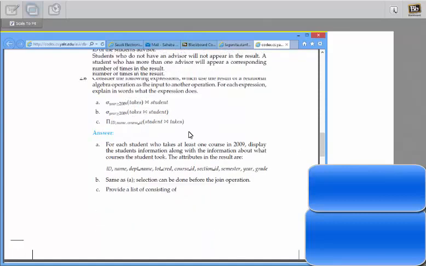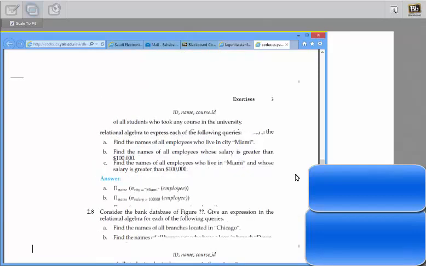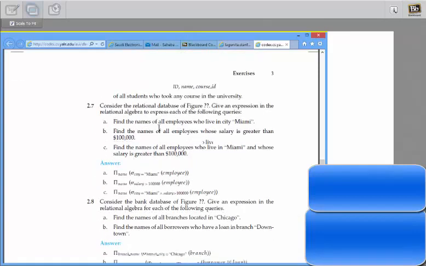Yeah. So here they have project name. Okay, find the names of all employees who live in the city Miami. So here's project name. That means the name we have to find out from city, because we are talking about who lives in the city. So city equal to Miami from employee. So this Miami must be from the table employee. That's why we have taken the table employee over here.